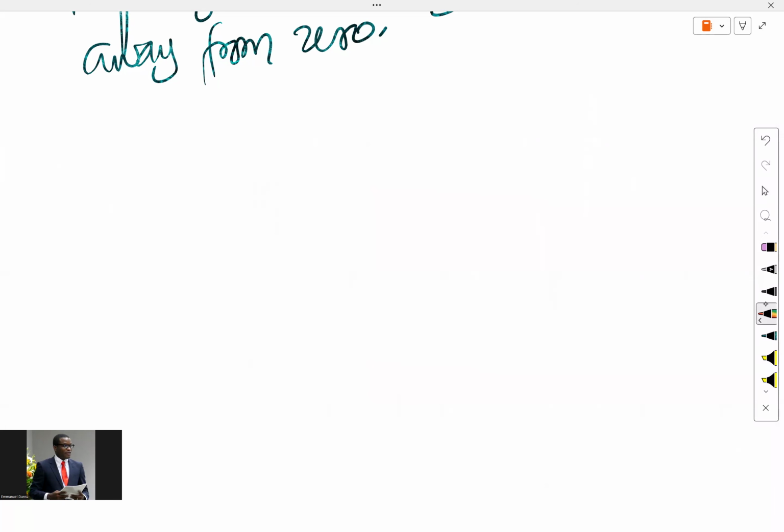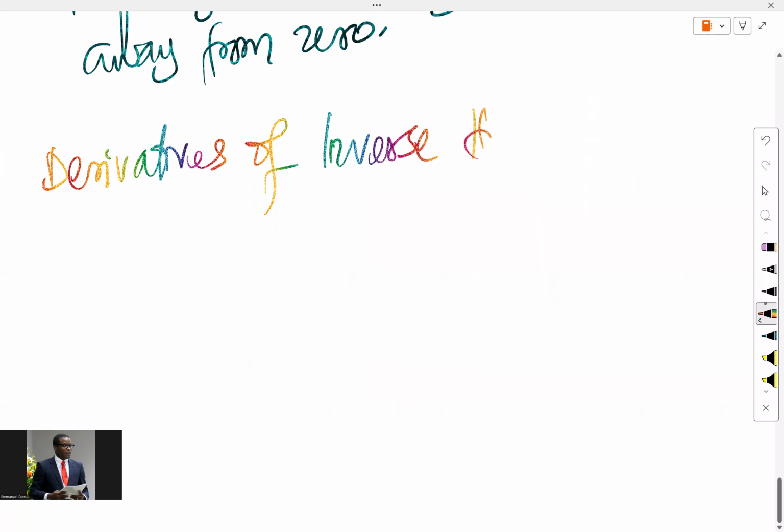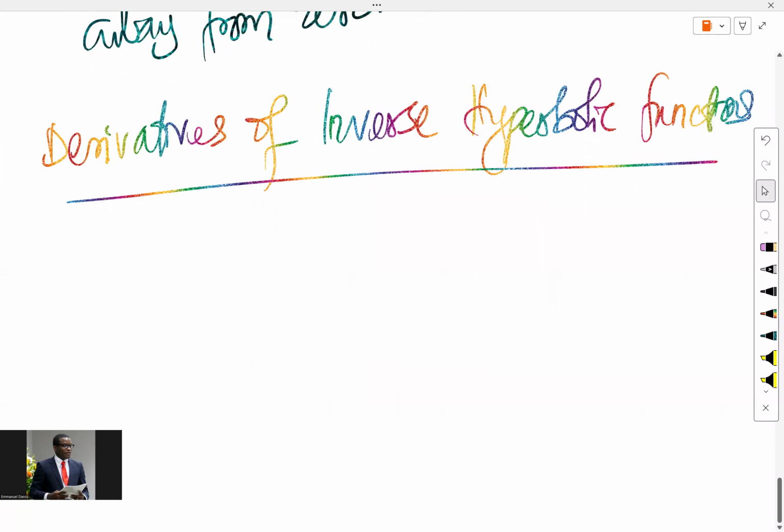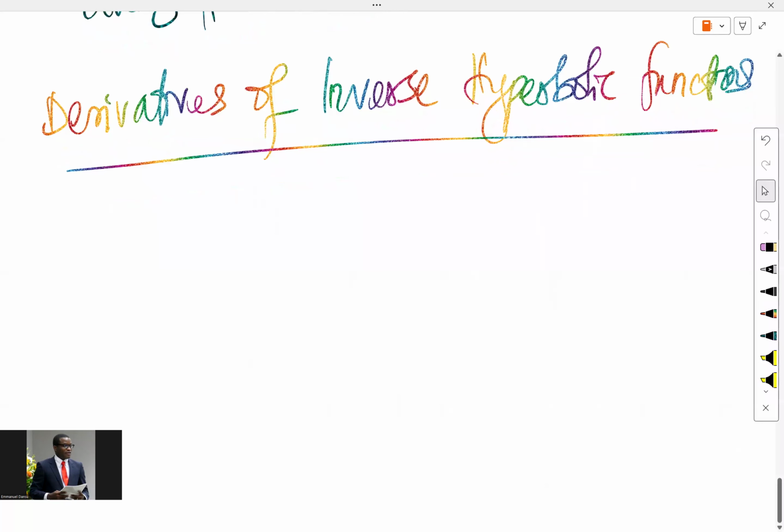So integrals, because okay, before I even go to that, derivatives actually. So let's talk about the derivatives of inverse hyperbolic functions. So that's us differentiating them. The derivatives of inverse hyperbolic functions are essential for various applications in calculus, especially in solving integrals.